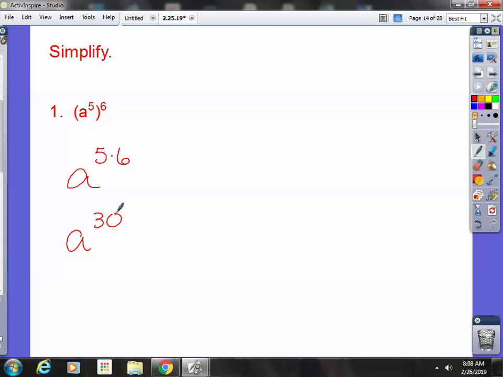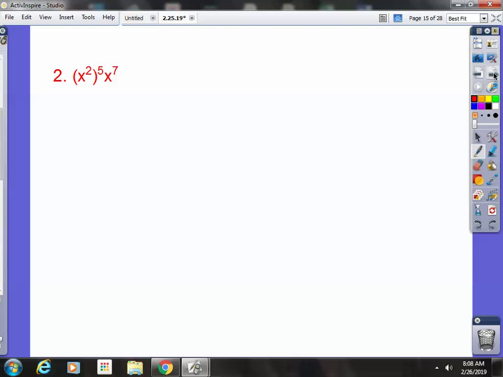Now we can incorporate yesterday's rule into today's new rule as well. And that's what we're going to do in this next example: x squared to the 5th power times x to the 7th power. Make sure you write it down correctly so it makes sense.